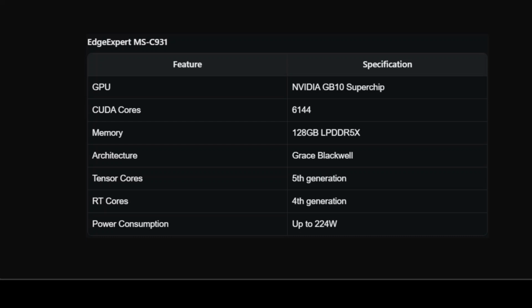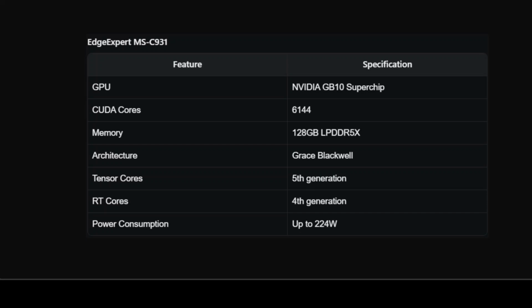The 6,144 CUDA cores in the EdgeExpert MS-C931 will enable developers to train and run complex AI models quickly and efficiently, it seems so. Maybe most of them. In addition to the CUDA cores, as you can see, it also features 128 GB of LPDDR5X memory. This is a significant amount of memory, especially considering it's coherent memory that's shared between the CPU and GPU. This allows for seamless data transfer and processing, making it perfect for AI workloads that require a massive amount of data to be processed quickly.